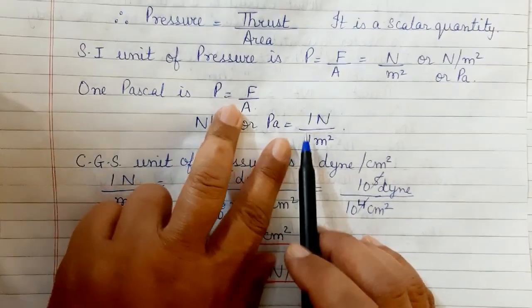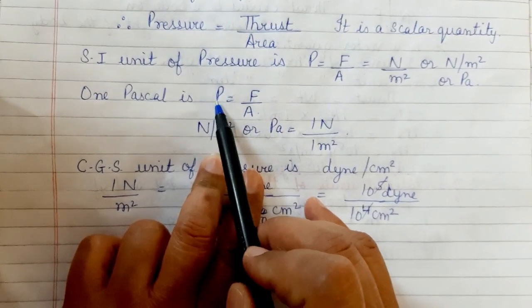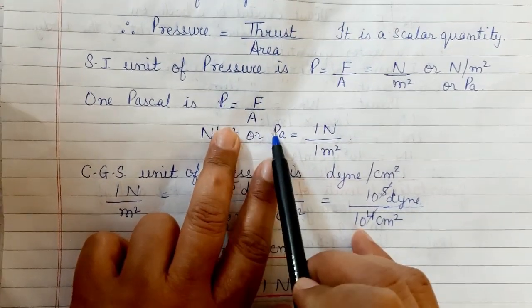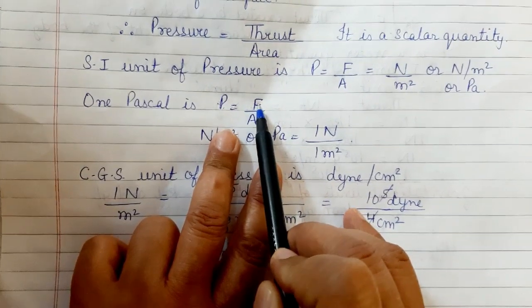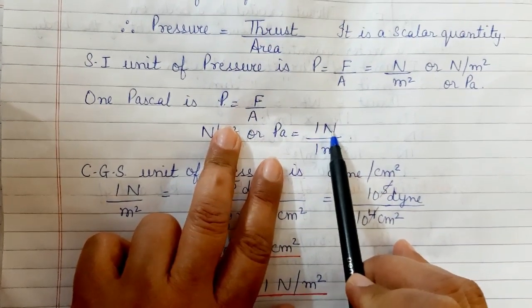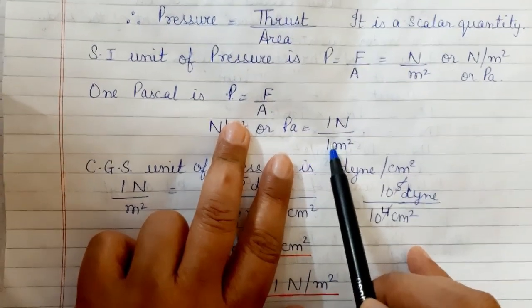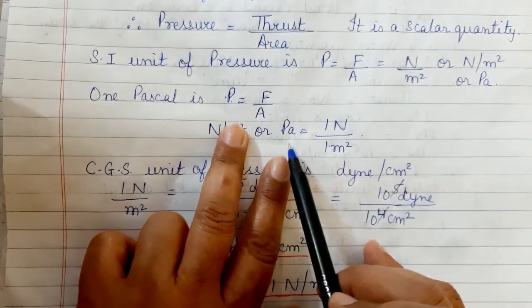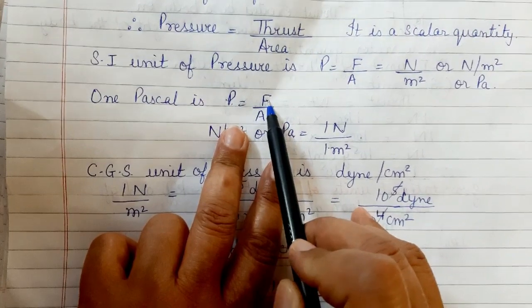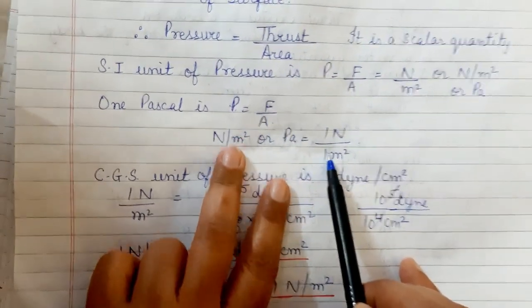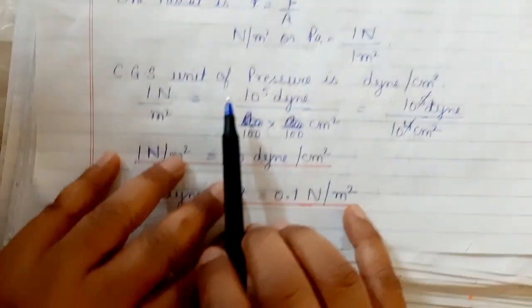We will say that pressure is said to be 1 Pascal when a thrust of 1 Newton acts on an area of 1 square meter. I repeat, pressure is said to be 1 Pascal when a thrust of 1 Newton acts on an area of 1 square meter. What is the CGS unit of pressure?